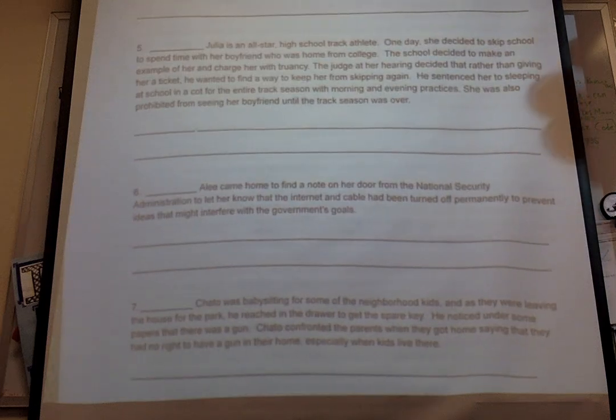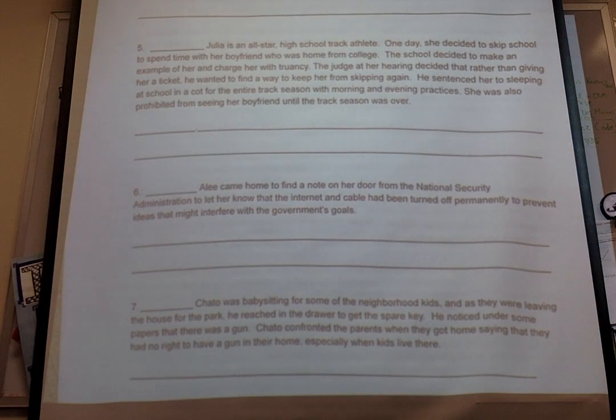Number 5. Julie is an all-star high school track athlete. One day she decided to skip school and spend time with her boyfriend who was home from college. The school decided to make an example of her and charge her with truancy. So she was forced to go to court. The judge at her hearing decided that rather than giving her a ticket, he wanted to find a way to keep her from skipping again. So he sentenced her to sleeping at school on a cot for the entire track season with morning and evening practices. She also was prohibited, not allowed, from seeing her boyfriend until the track season was over.